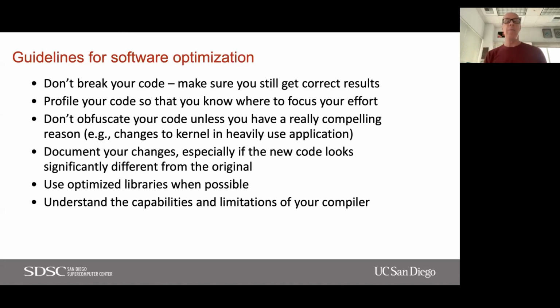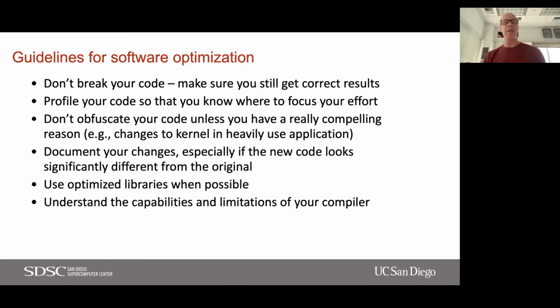You don't want to obfuscate your code unless you have a really, really compelling reason. And by obfuscate, I mean writing in such a way that the operations that you're doing are no longer obvious. It would be hard for somebody else to interpret. Except maybe you might want to do this in the key kernel and very, very heavily used applications. But if you do, make sure that you document it well.